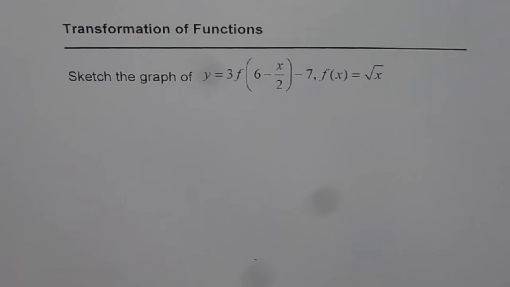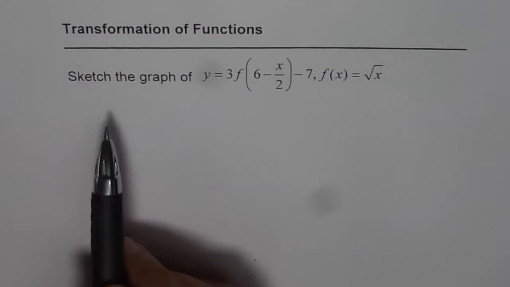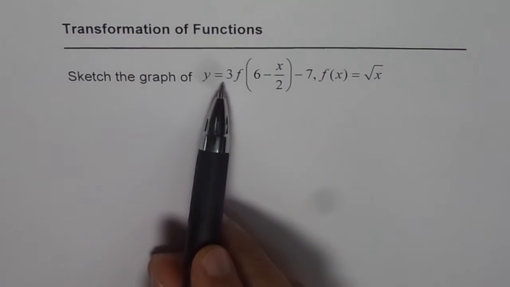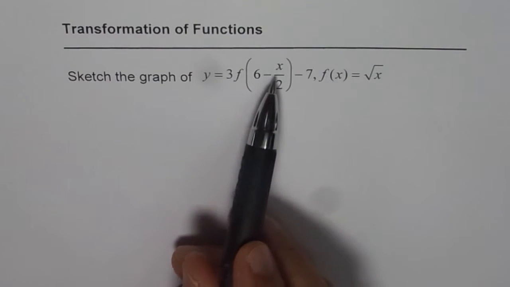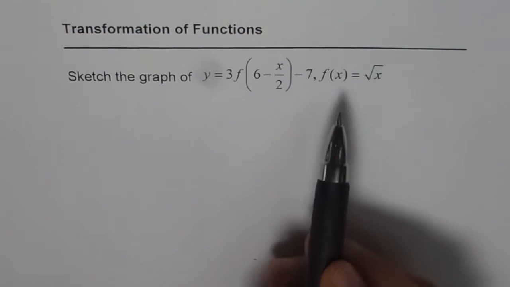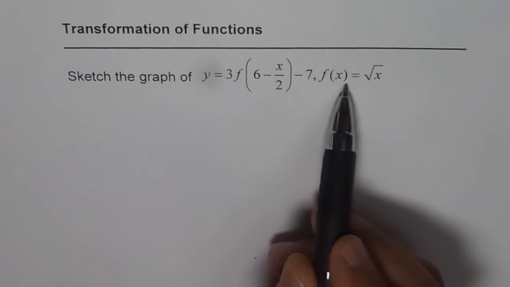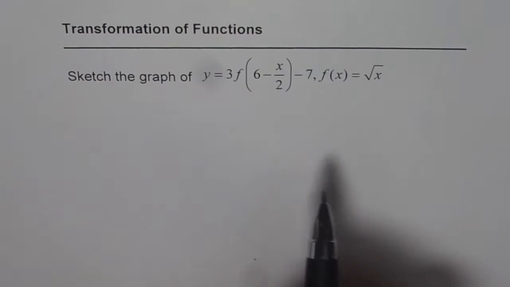I'm Anil Kumar, and in this video we will understand the technique of sketching a transformed function. I'll not really sketch the function, but I'll teach you how to sketch it. The function given to us is y equals 3 times f of (6 minus x) over 2, minus 7, and the base function is f of x equals square root x.